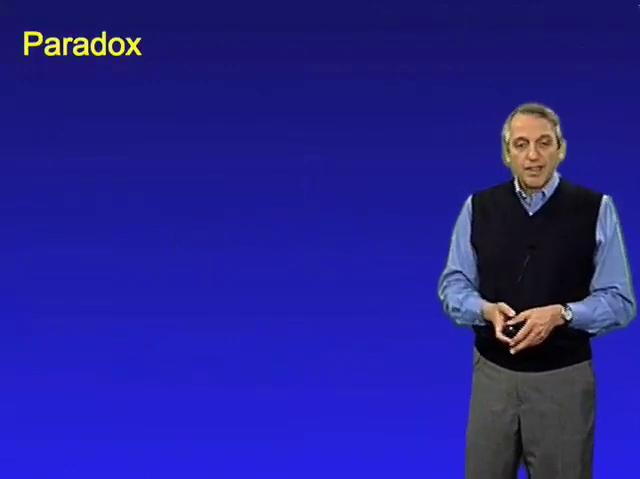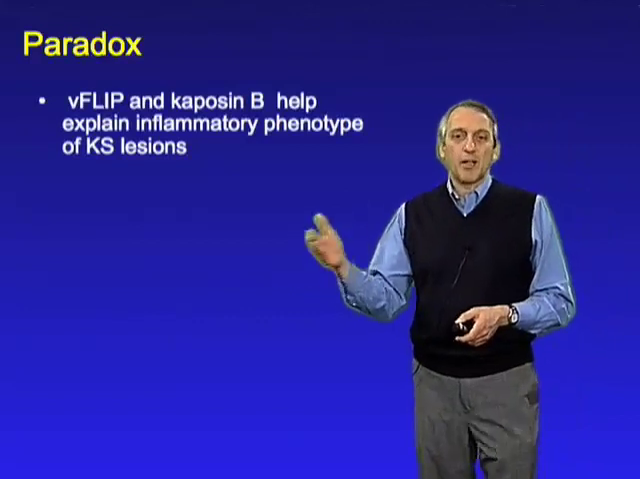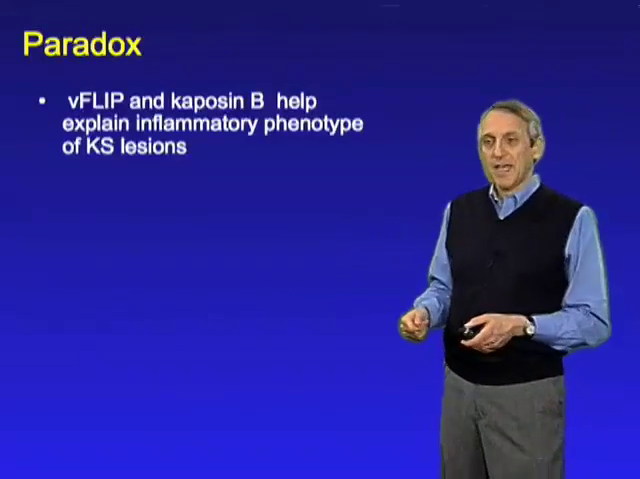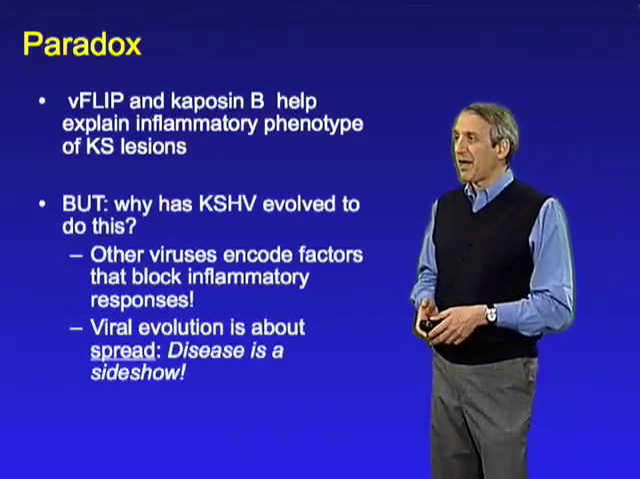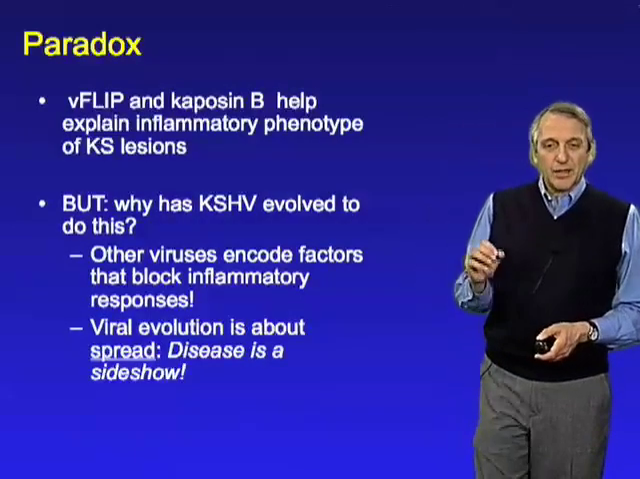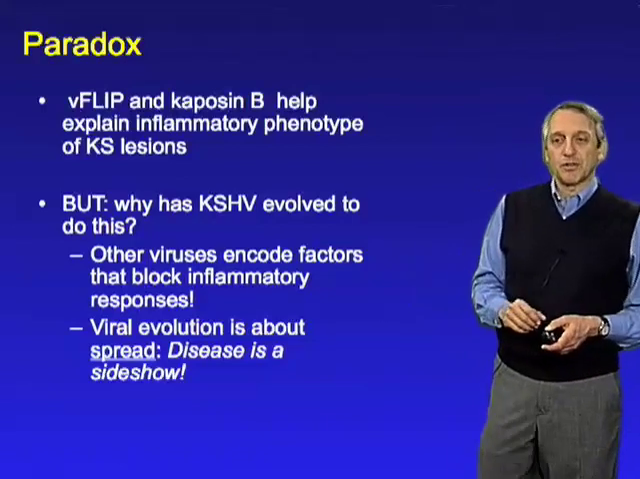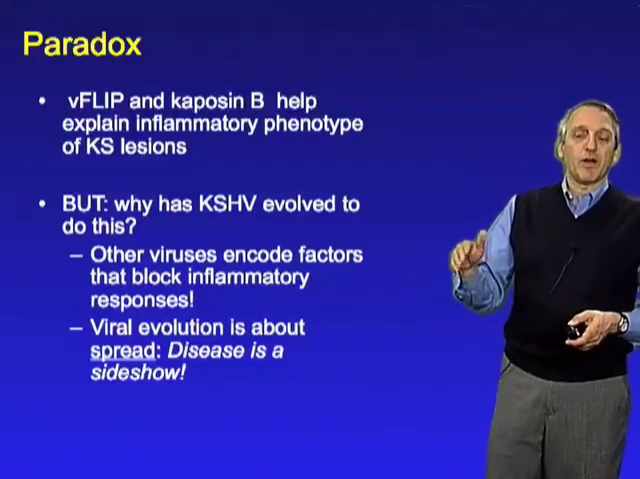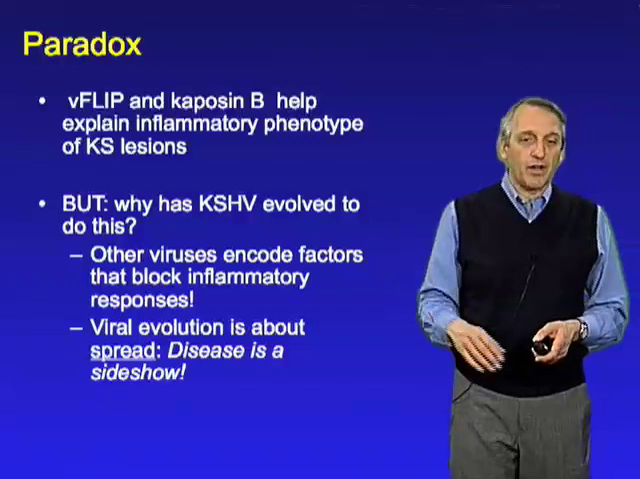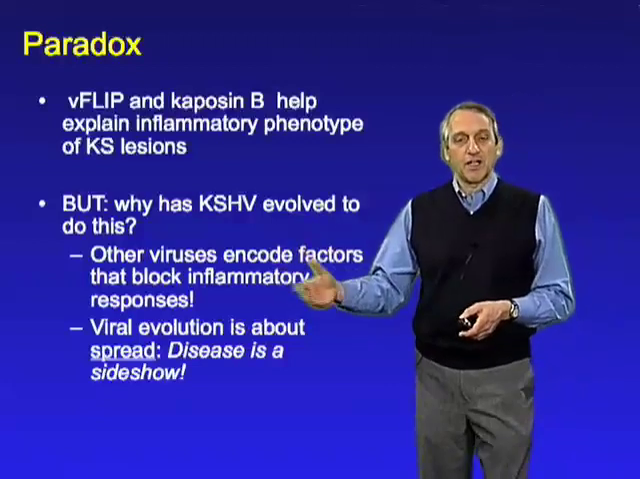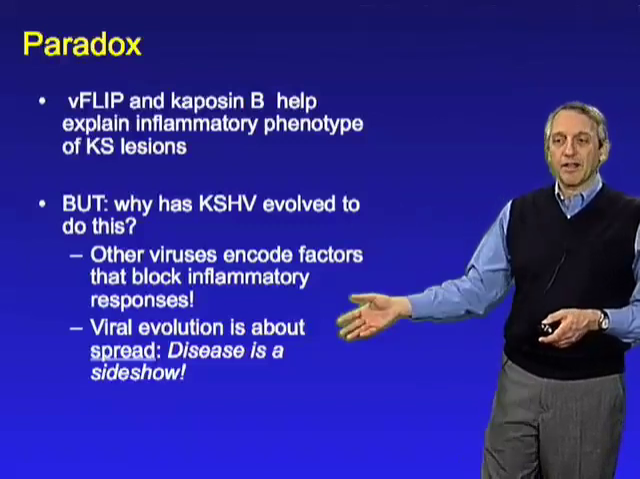All right, so I think we can understand that the expression of FLIP and Kaposin can help us understand the pro-inflammatory phenotype of a KS lesion. And as students of the disease, that's very satisfying. But as virologists, there's a deeper paradox here. And the question involves, why does KSHV want to do this? We teach our students in graduate school that viruses usually want to evade or block inflammatory and immune responses. And if you look elsewhere in the world of virology, particularly among the pox viruses and other large DNA viruses, there are many factors that are devoted specifically to blocking these things.